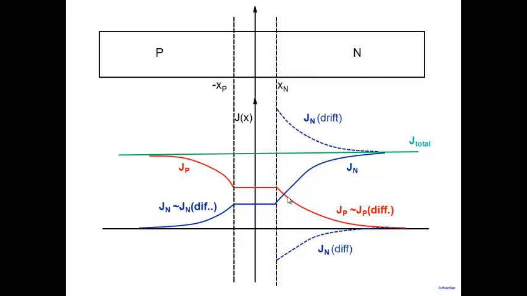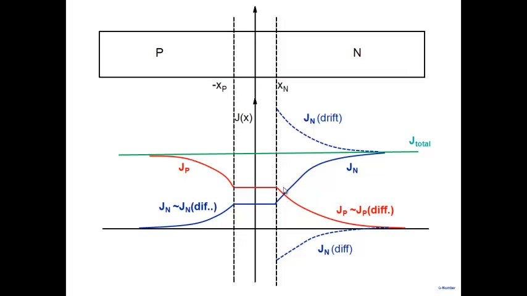Take current anywhere in the PN junction. Suppose I take it here, far away. What is the current? Majority carrier current here. In fact, it's pure majority carrier current here. As I get closer and closer, the majority carrier current sort of drops. Minority carrier current increases. But I don't find any place where the current is purely minority carriers.